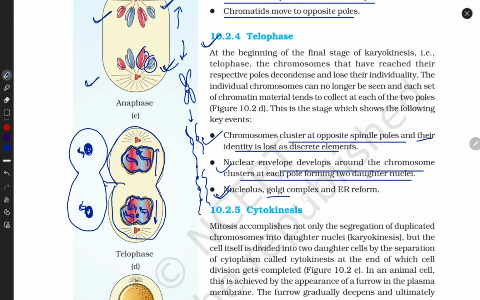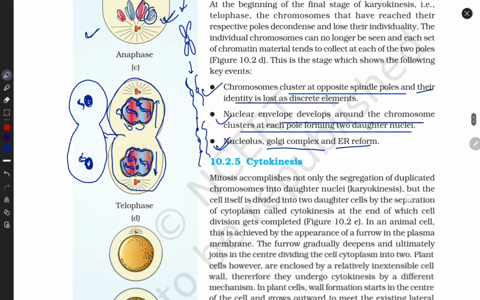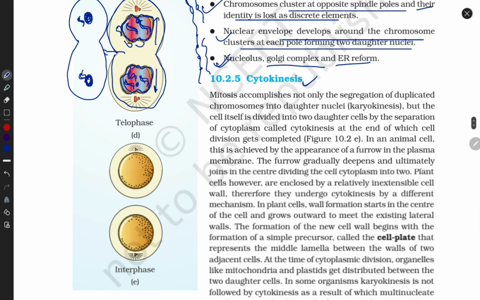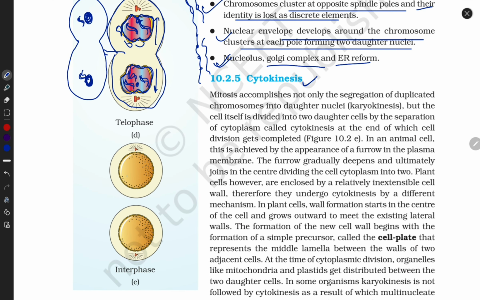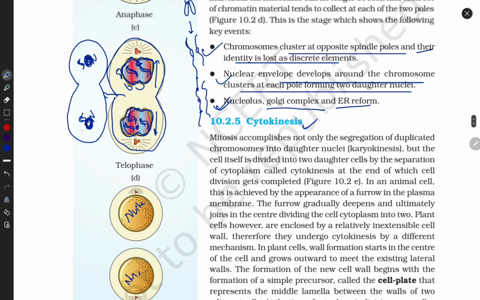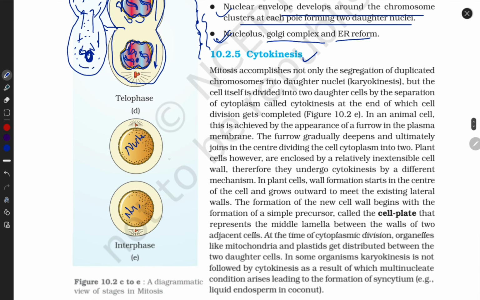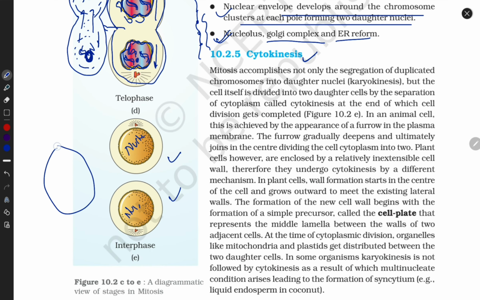Now the nucleolus, Golgi complex and ER reform. Then cytokinesis will occur because the nucleus is formed and the organelles are formed. Now the cytoplasm starts dividing. Now they divide into two cells. So we started with one cell and one cell divided into two cells.